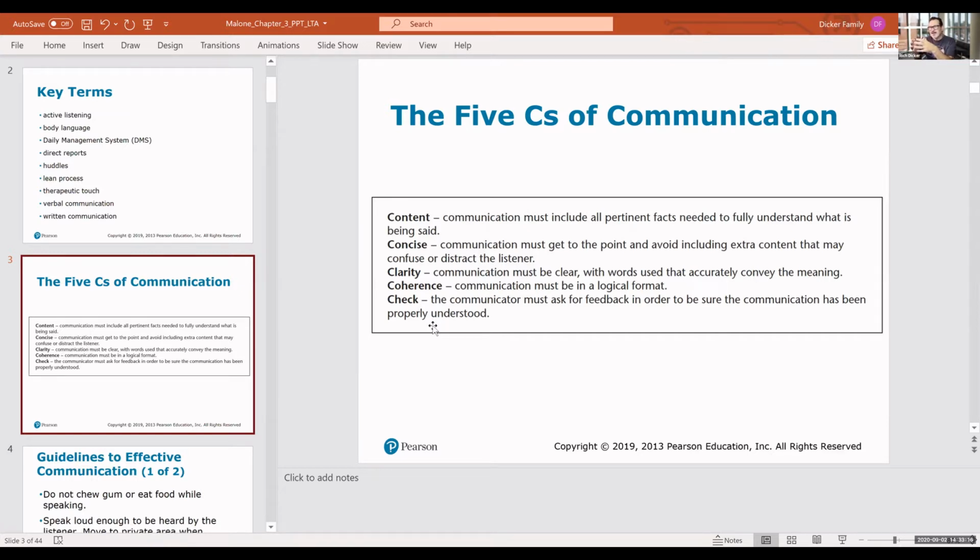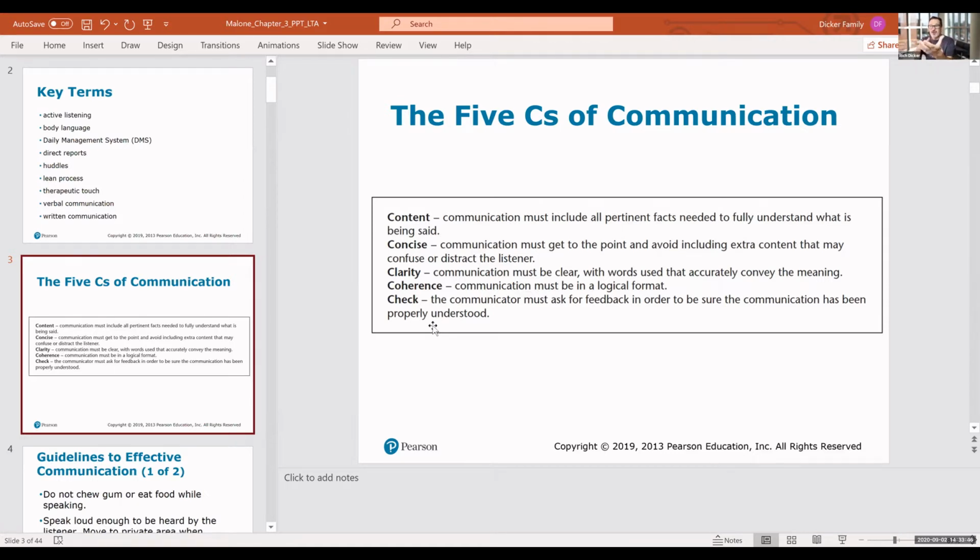That's the content. Is the communication concise? Does it get to the point? Does it not beat around the bush? And that's a saying, and in particular an American saying that we're going to talk about later. Clarity. Is the communication clear? Is it easily understood with minimal technical language, especially in healthcare? Is it coherent? Does it make logical sense? Does it follow a logical format?